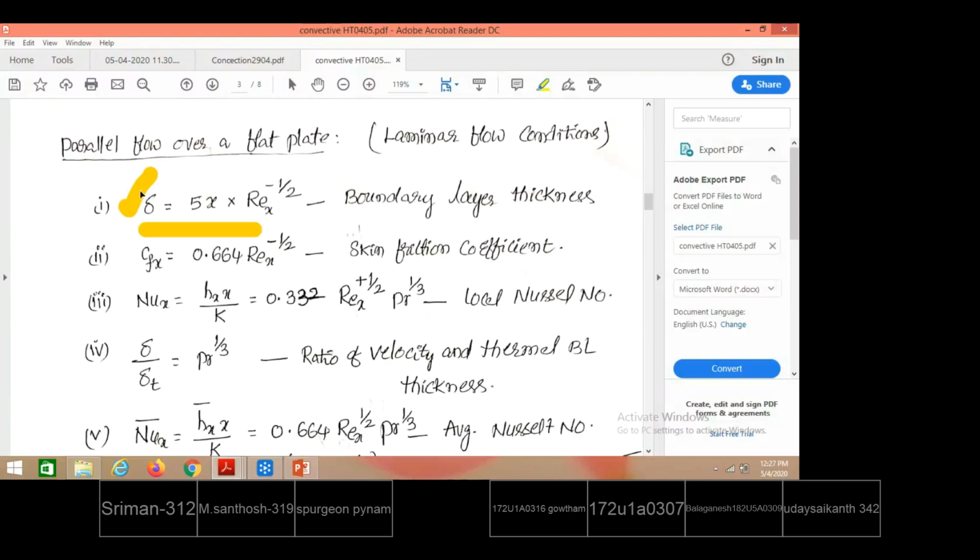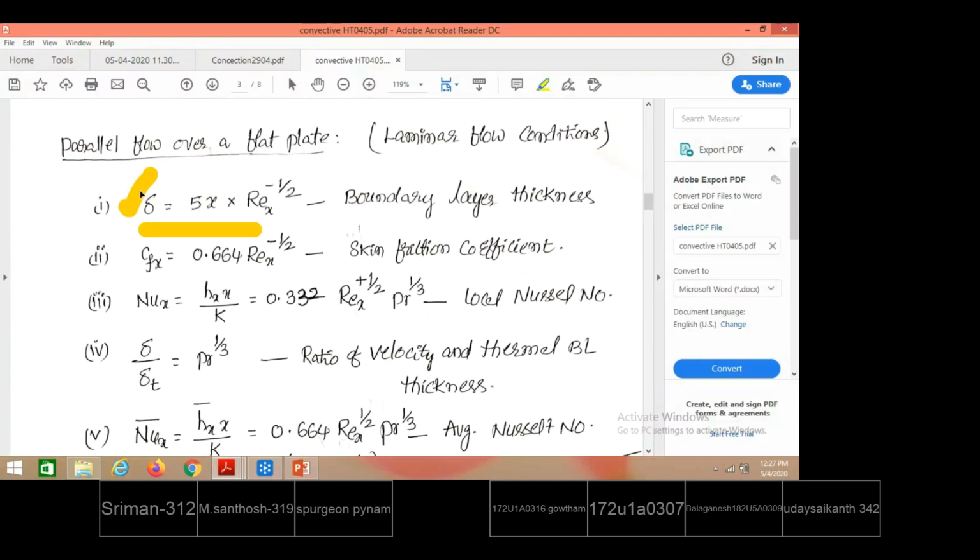From the leading edge, the position x can be anywhere along the length, maybe here, or here, or here. We can use that location. At that location, by calculating the Reynolds number, we will estimate the boundary layer thickness. That is the relation.